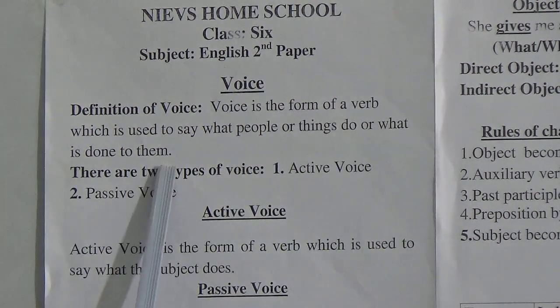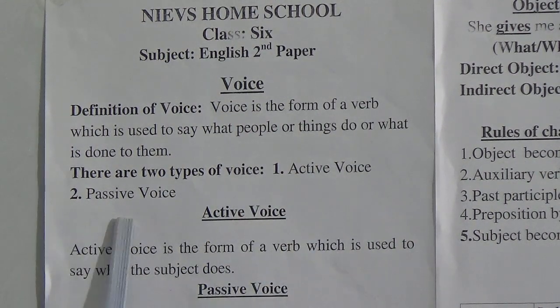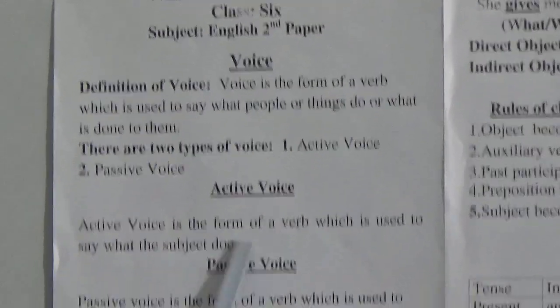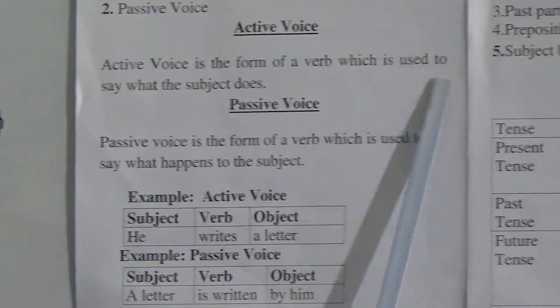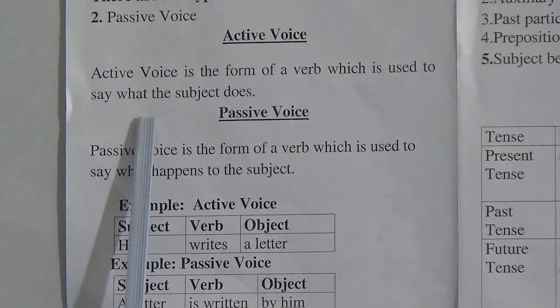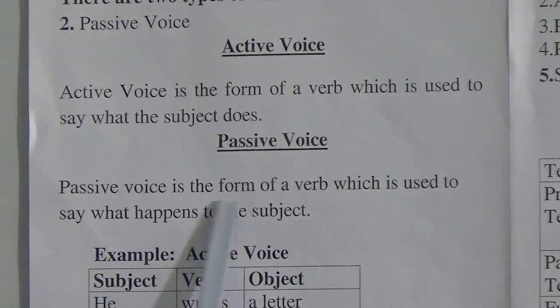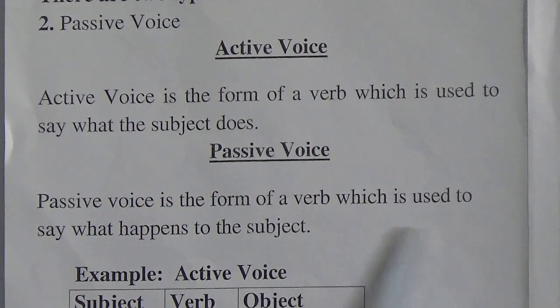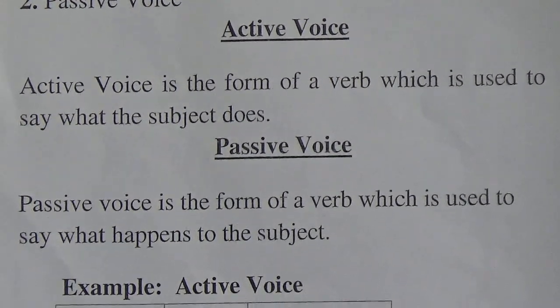or what is done to them. There are two types of voice: number one, active voice; number two, passive voice. What is active voice? Active voice is the form of a verb which is used to say what the subject does. Passive voice is the form of a verb which is used to say what happens to the subject.